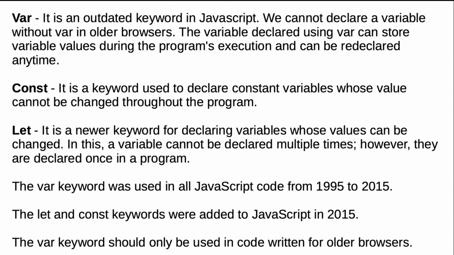Next is the let keyword. It is a newer keyword for declaring variables whose values can be changed. In this, a variable can't be declared multiple times. They are declared once in a program and can't be redeclared. The var keyword was used in all JavaScript code from 1995 to 2015, but the let and const keywords are new, added to JavaScript in 2015. The var keyword should only be used in code written for older browsers.